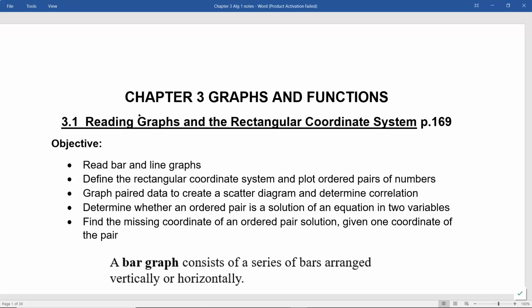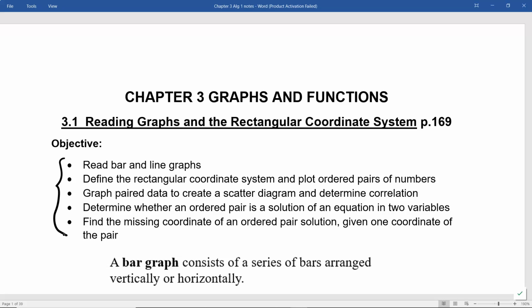So the first objective that we're going to talk about is reading graphs and the rectangular coordinate system. So these are the objectives that we want to try to reach and get a better understanding of. You can read them for yourselves, I'll just basically summarize them. We want to reiterate how to read different graphs, like bar graphs and line graphs. We want to talk about what coordinates are, and we want to define the rectangular coordinate system.